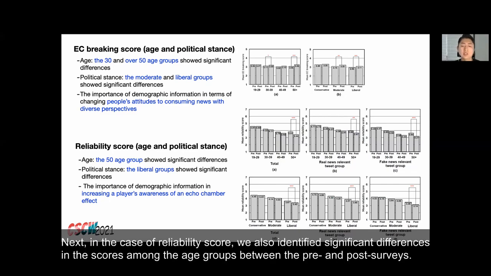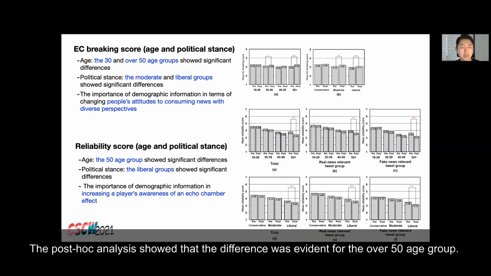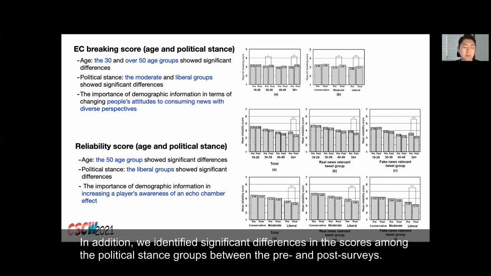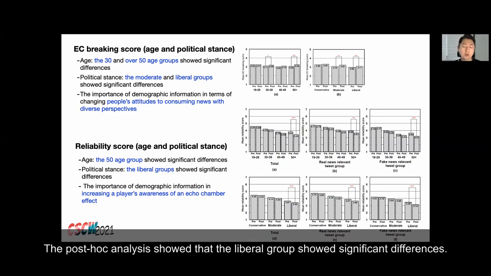Next, in the case of the reliability score, we also identified a significant difference in the score among the age groups between the pre and post surveys. The post-hoc analysis showed that the difference was evident for the over 50 age group. In addition, we identified a significant difference in the score among the political stance groups between the pre and post surveys. The post-hoc analysis showed that the liberal group showed significant differences.